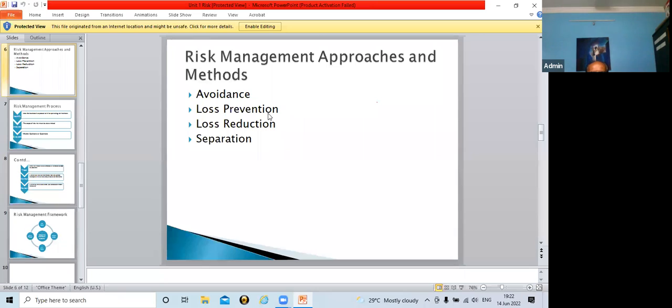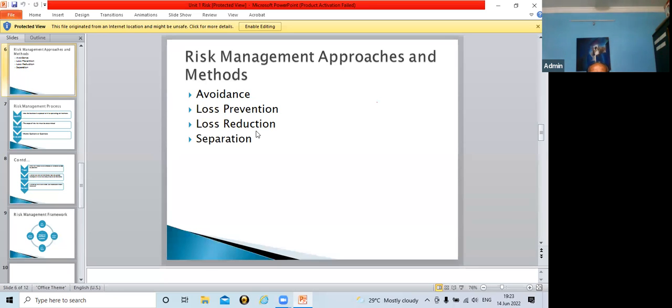Prevention means we are taking utmost care, like the example I gave. Then loss reduction. What is loss reduction? If you are aware that following one step will cause a loss to the company, and if you go for another system, there will be minimum loss, then you will go for the second option and not the first, because the first option means huge loss for the company. In the second option there is a loss, but it is minimum. That is nothing but loss reduction. We are reducing the loss. So this is also an approach and method of risk management.